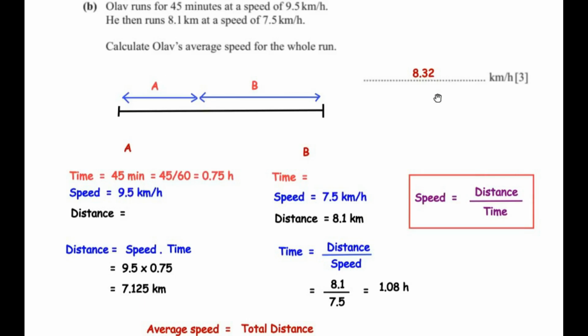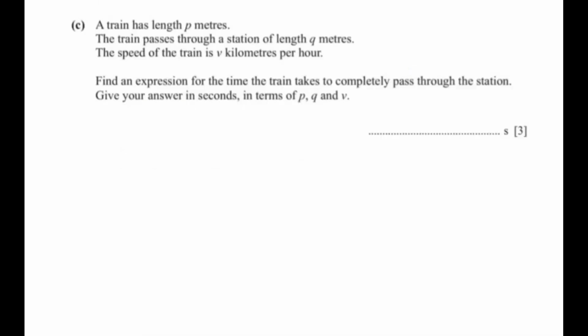Now moving on to the last sub question. A train has length p meters. The train passes through a station of length q meters. The speed of the train is v kilometers per hour. Find an expression for the time the train takes to completely pass through the station. Give your answer in seconds in terms of p, q and v.